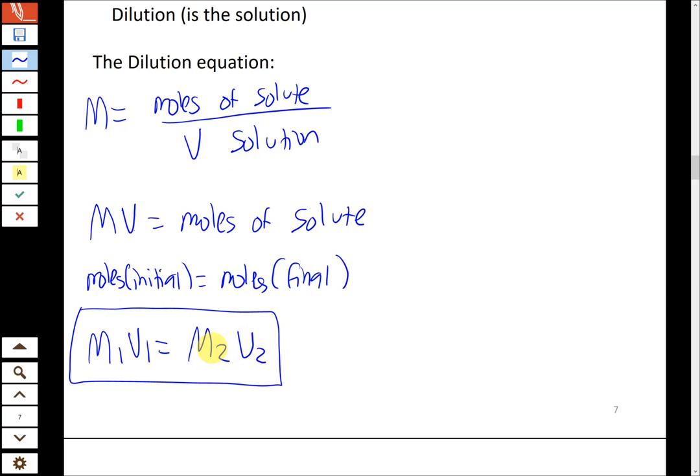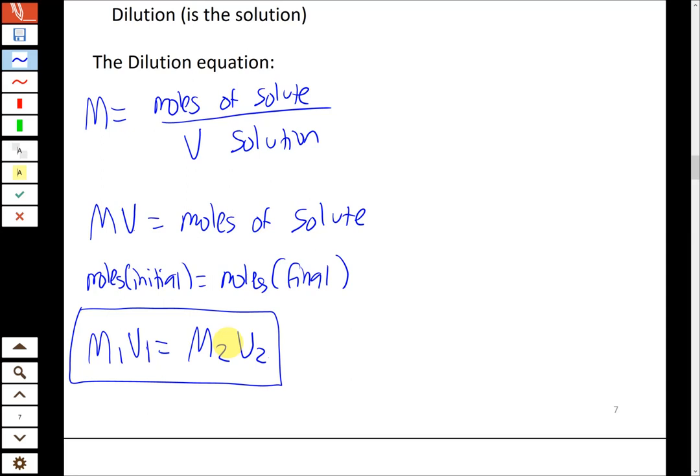Now an important thing to realize with the molarity equation, or the dilution equation too, is that volume doesn't technically have to be in liters for this. It can be. You're welcome to put it in liters if you're more comfortable doing that. But because we have volume on both sides, as long as the units are the same on both sides, it doesn't matter if they're liters, milliliters, or anything else. When we rearrange this, we would divide by volume, and the two volume units would cancel out as long as they're the same. So you don't have to use liters for this, but you can.